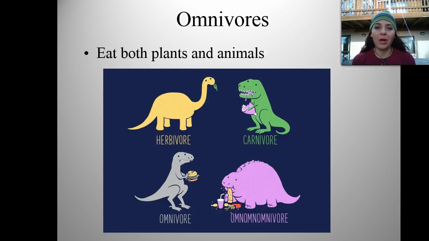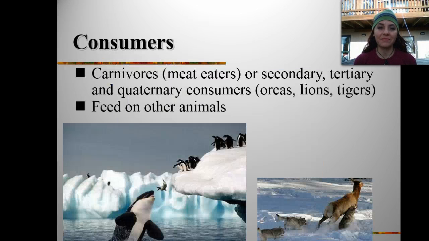Next, we're going to talk about omnivores. I always love this graphic because it's like herbivore, eat plant, carnivore, eat meat, omnivore, and then an omnivore, which a lot of people are omnivores. So basically, omnivores eat both plants and animals.